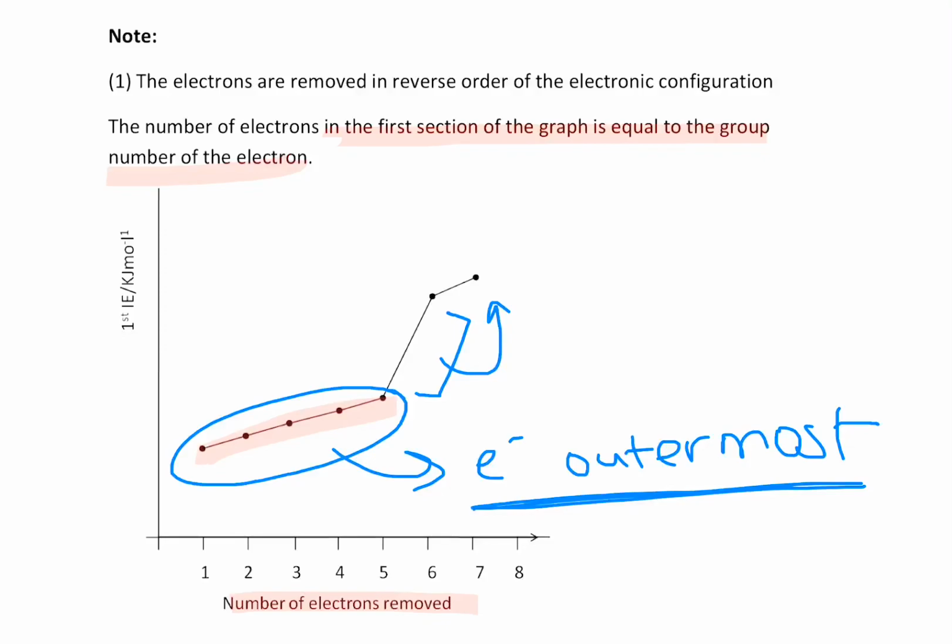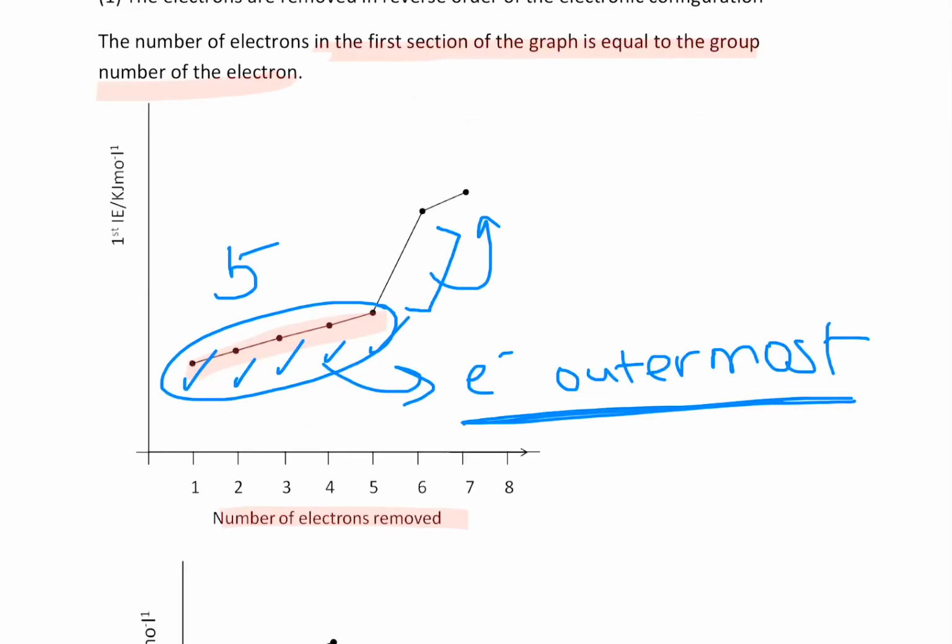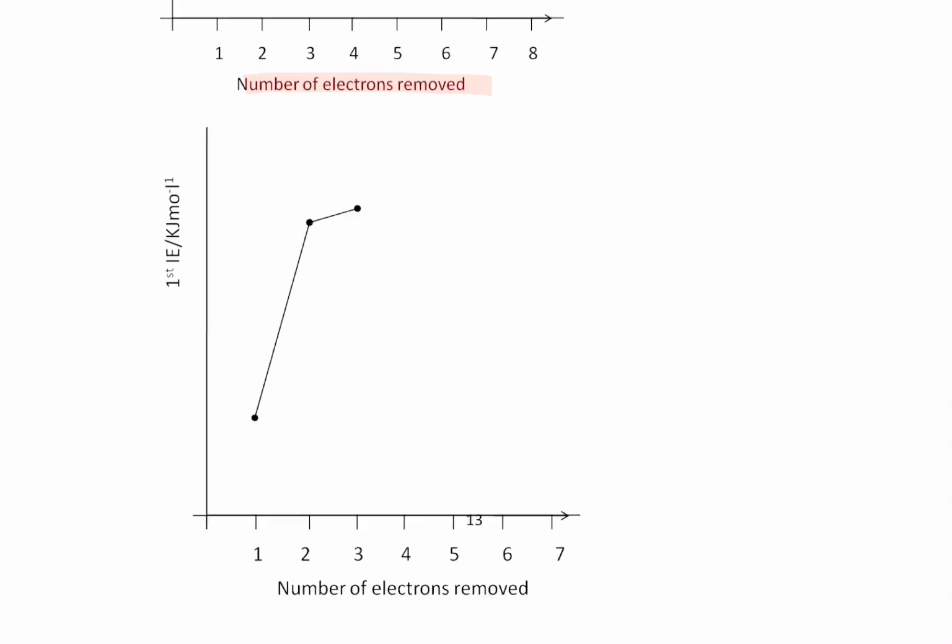So here we can count 1, 2, 3, 4, 5. So this is from group 5. Okay. And if you look at this one, the gap occurs here. So this is from group 1.